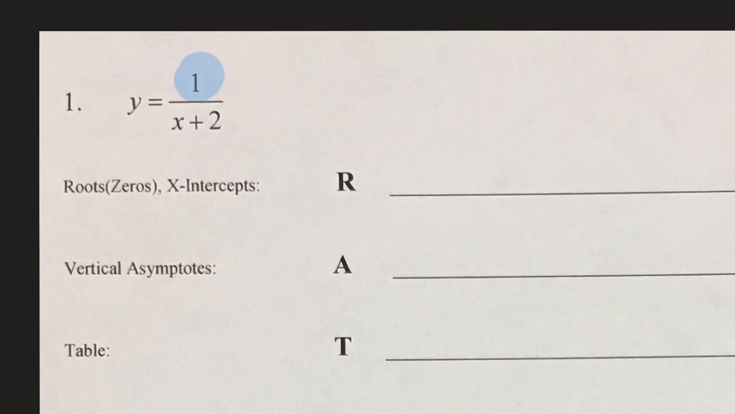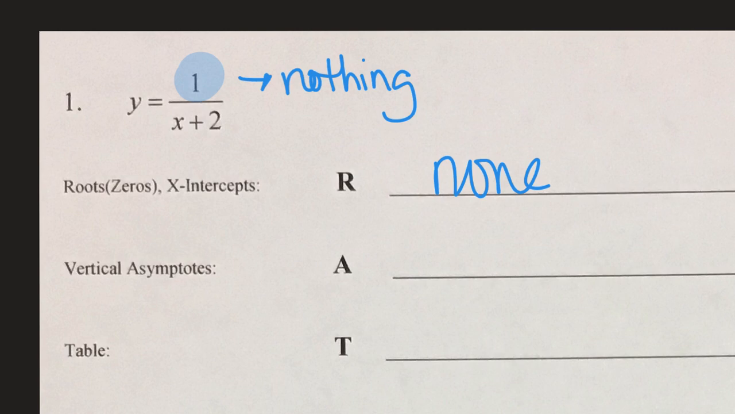Is there a variable in the numerator that we can solve? No, there's nothing up here. No variable, nothing except for a number, the number 1, which means we have no x-intercepts. There's nothing to solve up here. Your roots always come and only come from your numerator. So the fact that we have a 1 means that it's not going to cross the x-axis. There's no x-intercepts.